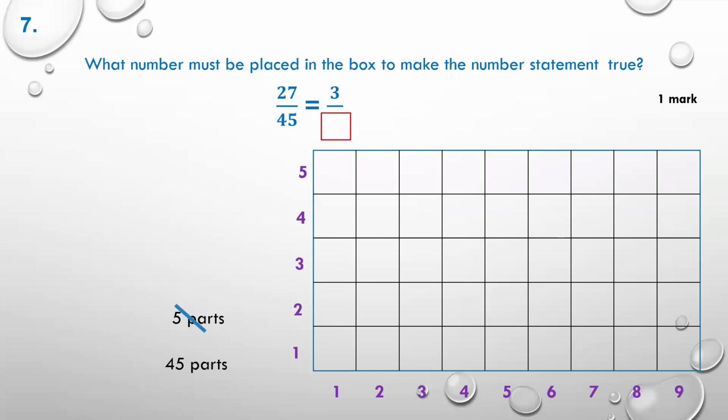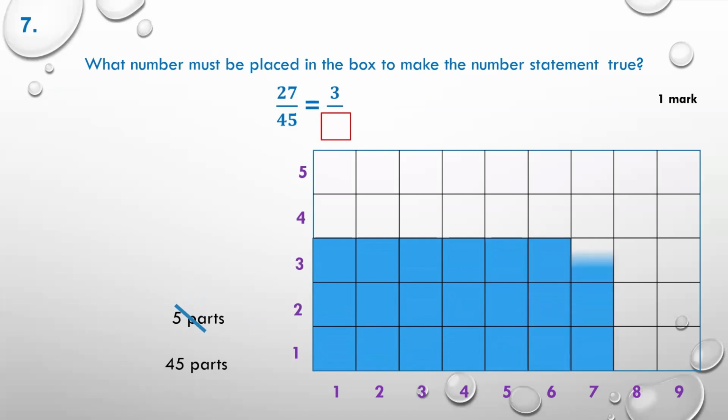So is it the entire thing? The entire thing would be 45 parts. It's just 27 of those. So let's see if we could count them. We could count 1, 2, 3, and another 3 is 6, and 3 threes are 9, 4 threes are 12, 5 threes are 15, and another 3 is 18, 21, 24, 27. So what we have shaded is 27 parts out of 45.